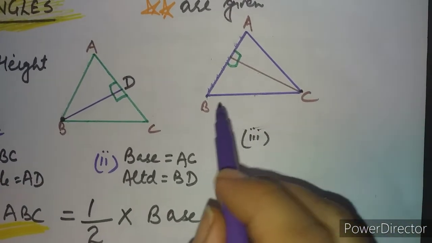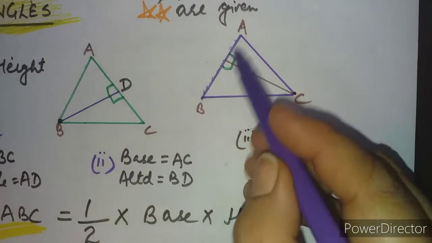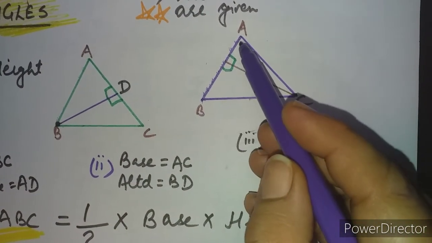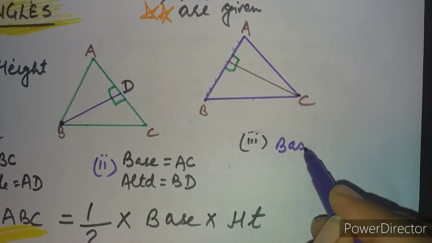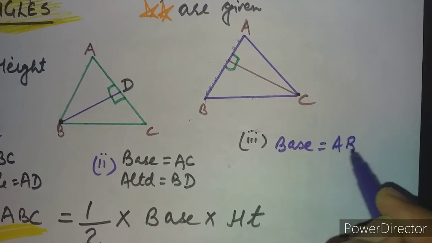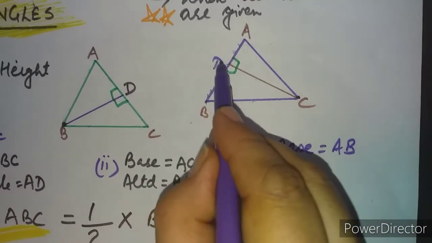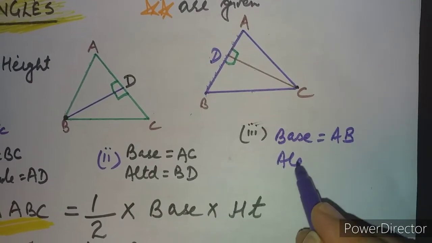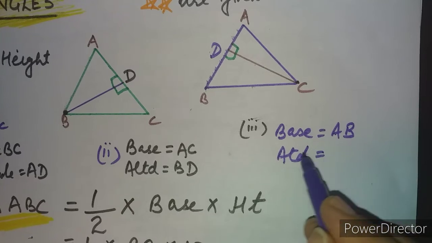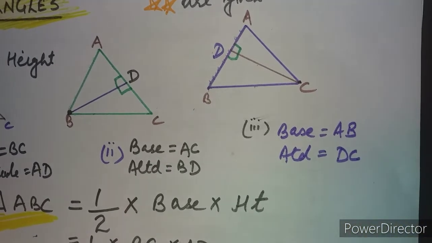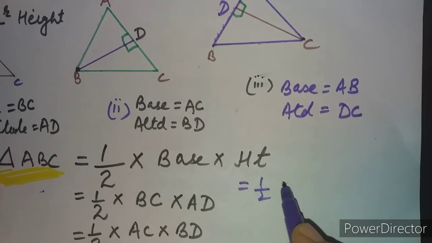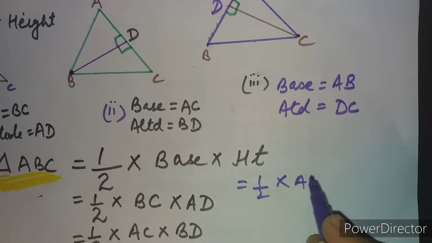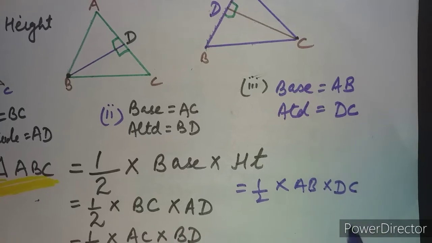Now in the third case we have taken up the other side. What was the remaining side? That side was AB. In this case base I have taken as AB, and the corresponding height now has changed. The corresponding height or the altitude now will become what? It will become DC only, right? So the another formula will become half base into height, means half AB multiplied by DC.